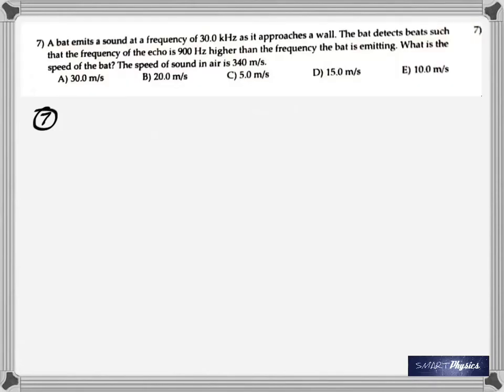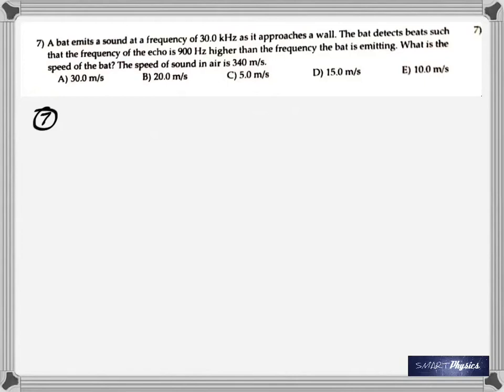In the seventh one, a bat emits a sound at frequency of 30 kilohertz as it approaches a wall. The bat detects beats such that the frequency of the echo is 900 hertz higher than the frequency the bat is emitting. What is the speed of the bat? The speed of sound in air is 340 meters per second.